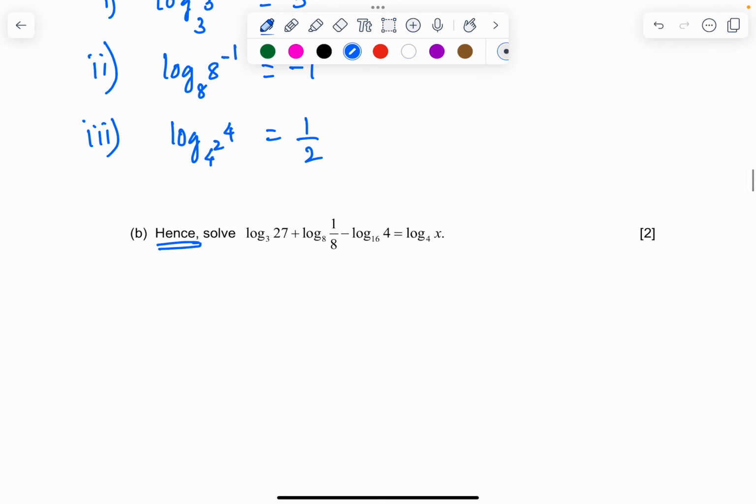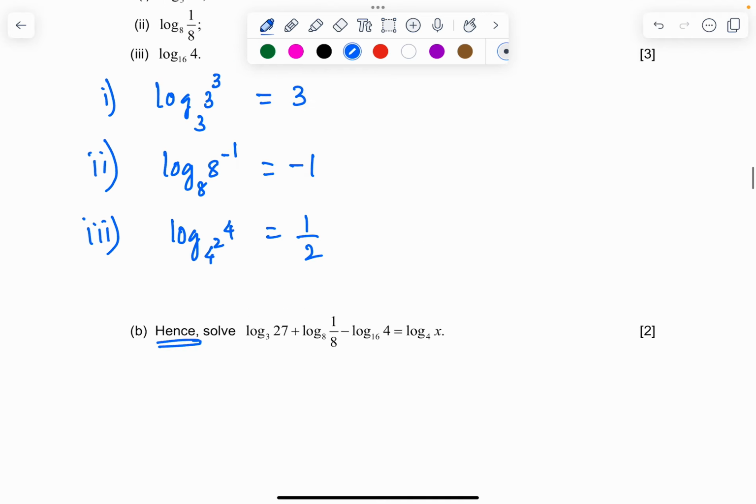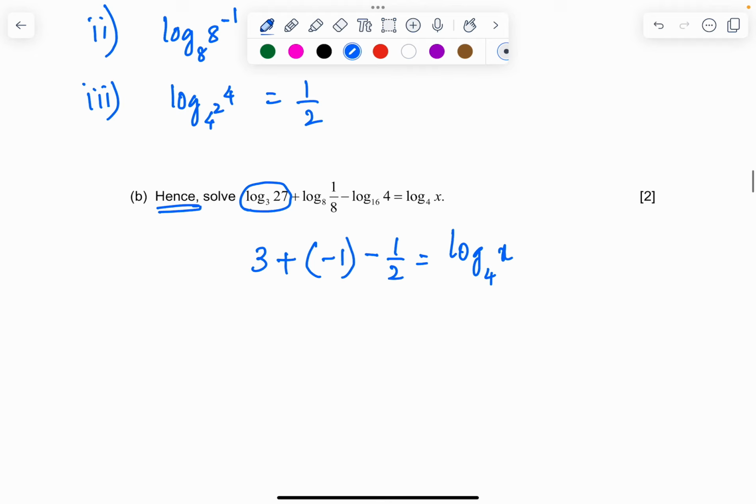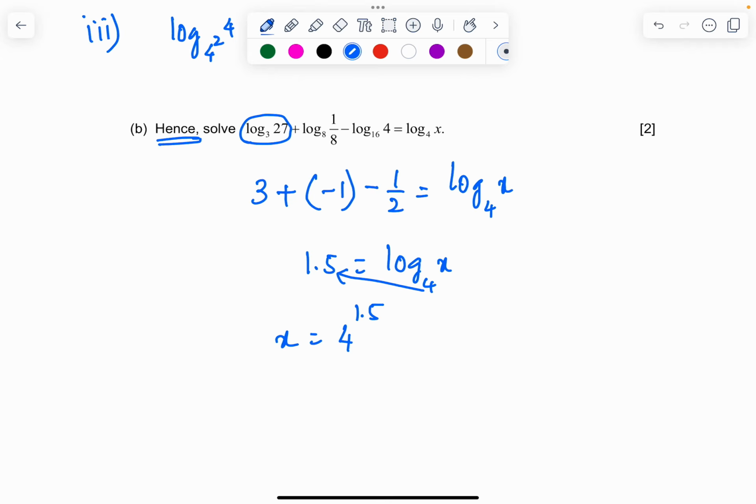Hence, we use those values to solve the equation. So we just figured out that it was 3 plus negative 1 minus 1 over 2 is equal to log base 4 of x. When you simplify the left hand side, you get 1.5 equals log base 4 of x. So x is going to be 4 to the power of 1.5. Remember, changing log to exponential. So 4 to the power of 1.5 equals x. So x is going to be 8.